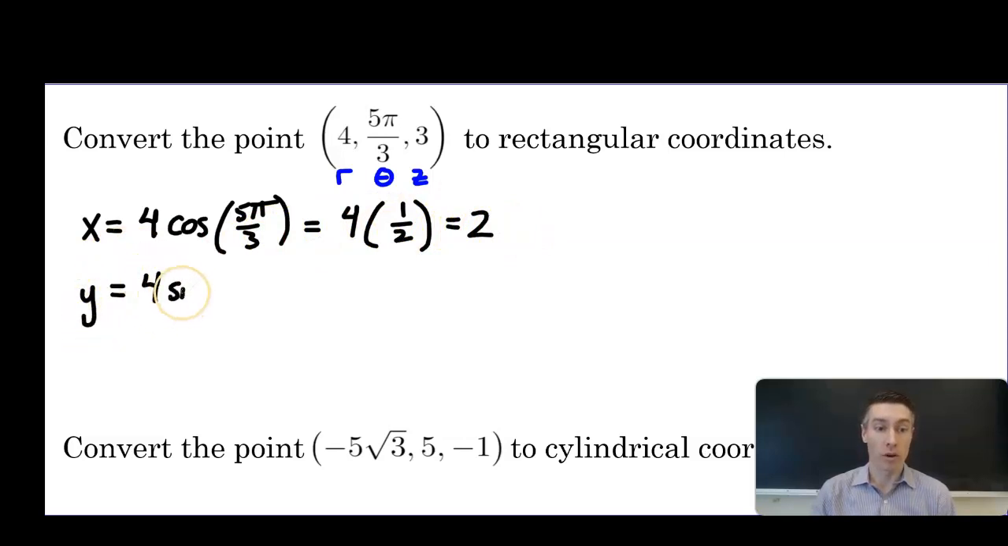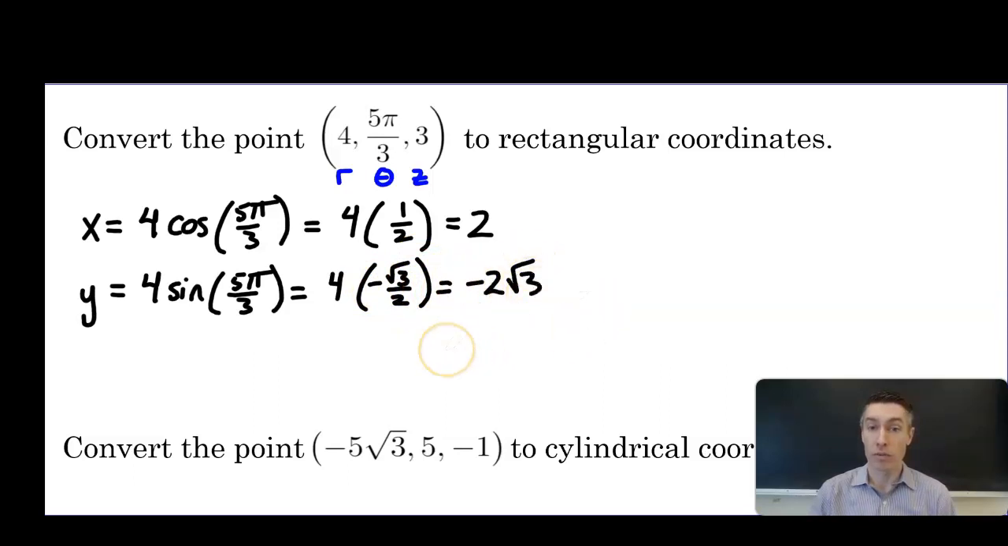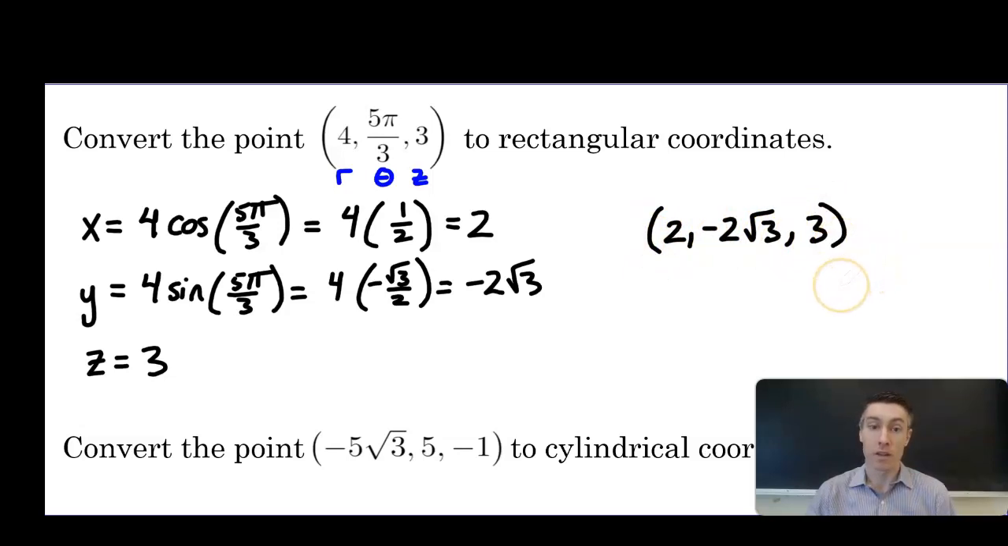Y equals 4 times sine of 5 pi over 3. So that's 4. Sine of pi over 3 is square root of 3 over 2. In the fourth quadrant, that ratio is negative. So negative 2 square root of 3. And then z stays 3. So our point is 2, negative 2 square root of 3, 3 in rectangular or xyz coordinates.